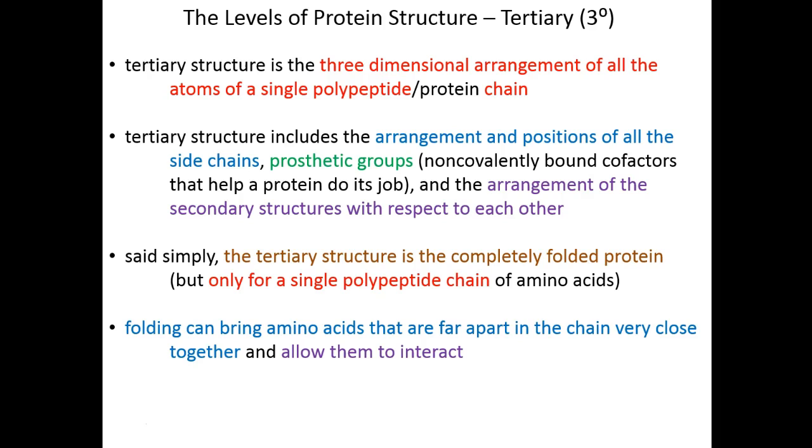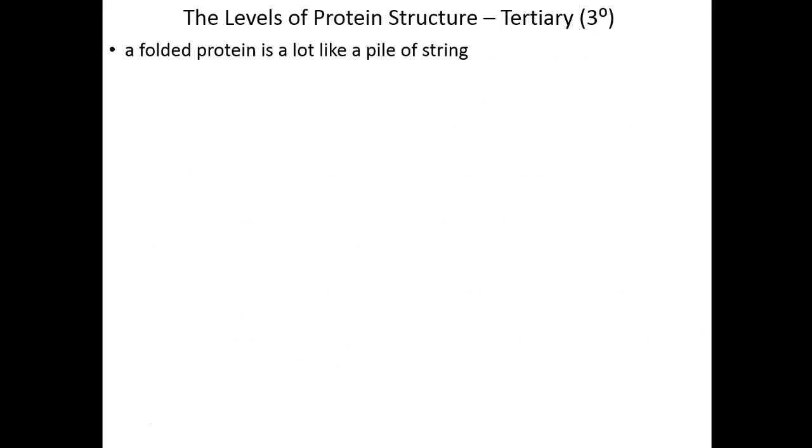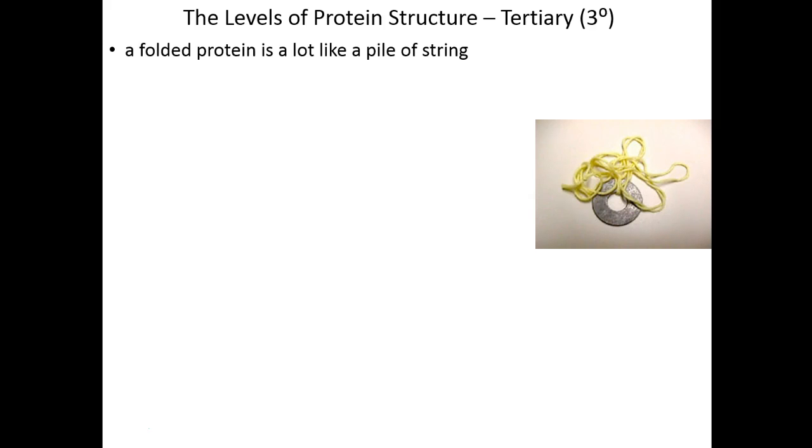Folding, again, like that example from the pieces of string, can bring amino acids that are very far apart in the chain very close together, and allow them to interact. The side chains of these amino acids can then also interact in favorable ways. You can imagine if one side chain is negatively charged and another side chain is positively charged. If those side chains of those amino acids are brought close together in three-dimensional space, opposites attract, and that will stabilize the protein folding.